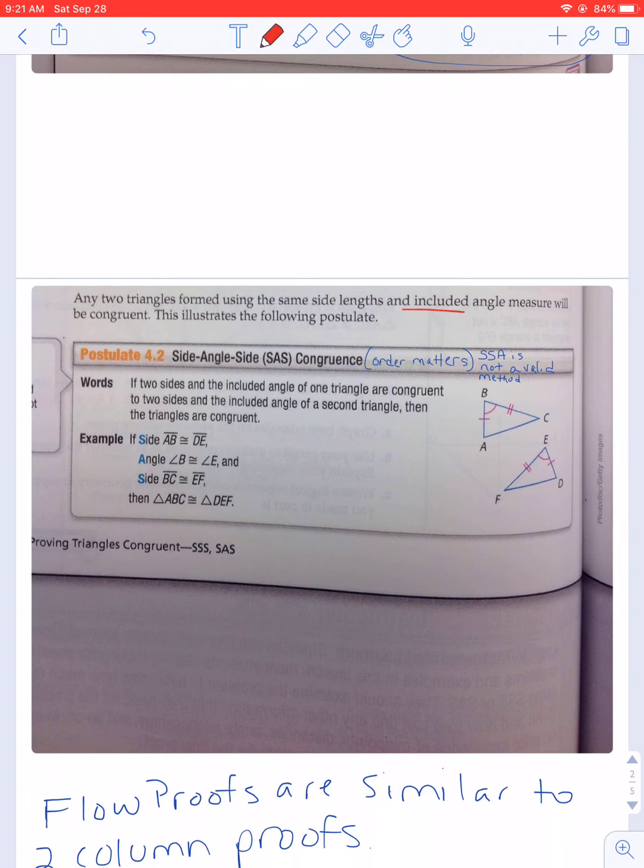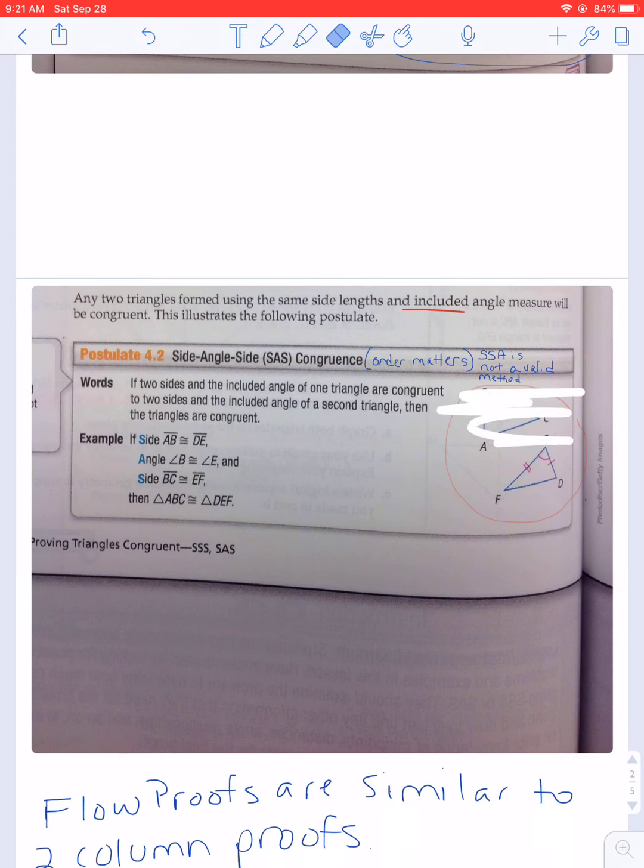And you'll notice in both these triangles over here, the angle between the two sides is in between. So think of the included angle as the angle that is formed by the two rays that make the sides of that angle. And so it has to be included. So I'm going to erase this here.